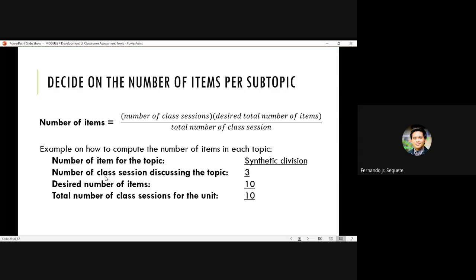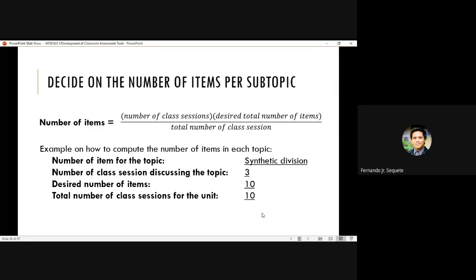And then how many periods did the teacher teach or discuss it? 3 periods. How many items do you want? Sir, can we decide the items? Yes. The items you want, 10. Okay, let's have that. And then what is the total number of class sessions for the whole periodical? So 10, 10 class sessions.